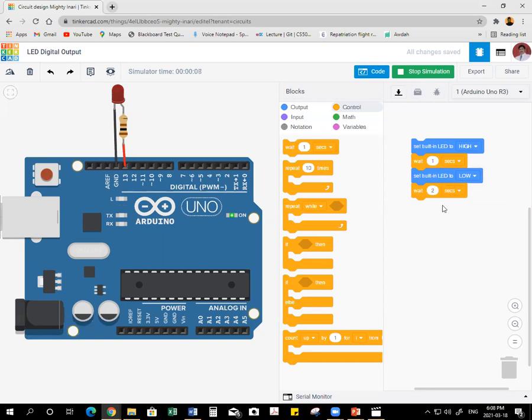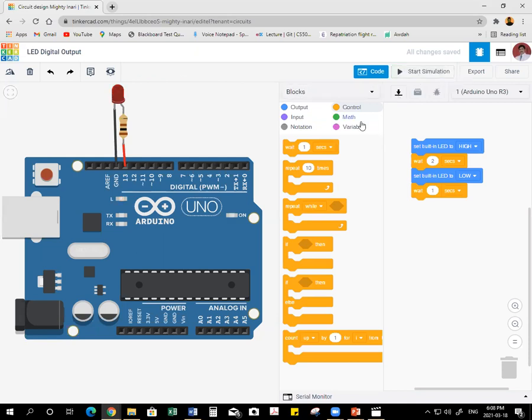You can increase and decrease the time period, no problem. Previously it was 2 seconds more on time and less off time. So see the simulation time here. The time period of the simulation is showing 2 seconds on, 1 second off, again 2 seconds on, again 1 second off. So you can cross verify the output, whether it is working correctly or not, by the simulator time. You can check. So this is your basic LED digital output.